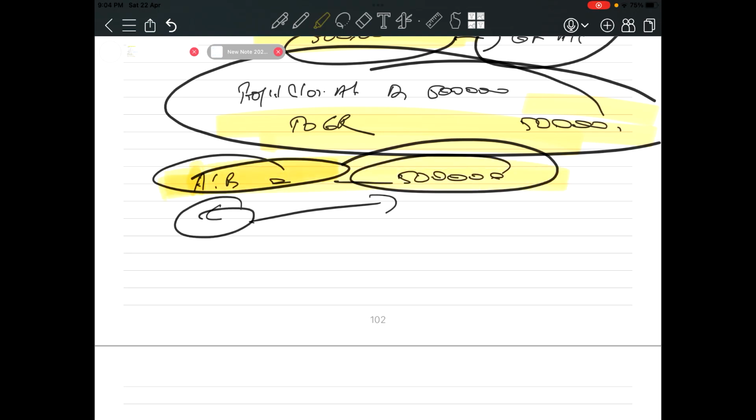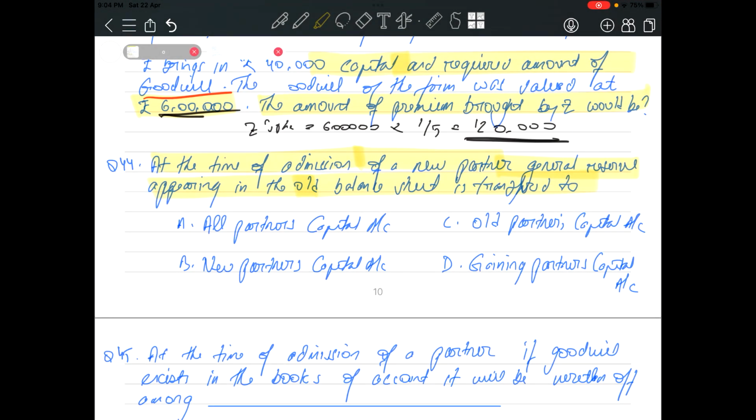Okay, so only A and B will get this profit. So now what's the question? Appearing in the balance sheet, the old balance sheet will be transferred to the old partners' capital account. Is this right? No, absolutely no. Point B, new partner's capital account. Will the new partner get any share from the old profit? No, he will not get any share. Okay, point C. Let's see point D first. Gaining partners' capital account. No, we have not learned any concept on gaining partners' capital account.